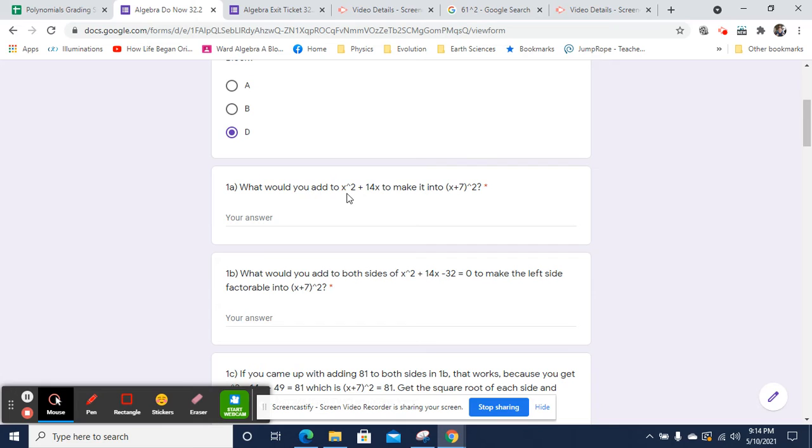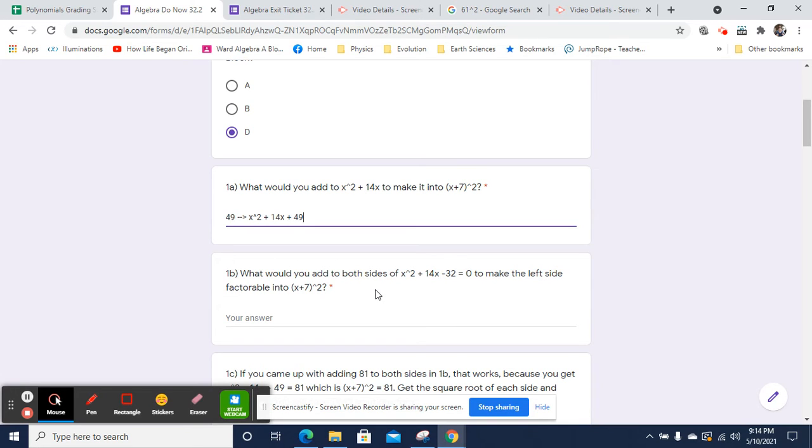So what would you add to x squared plus 14x to make it into x plus 7 squared? So x plus 7 squared is going to end up with 49 because that's 7 squared. That'll be x squared, and then the middle term is 2 times 7 times x, which is 14x. So what we would add is 49. Okay, and that leads to x squared plus 14x plus 49, which is equal to x plus 7 squared.